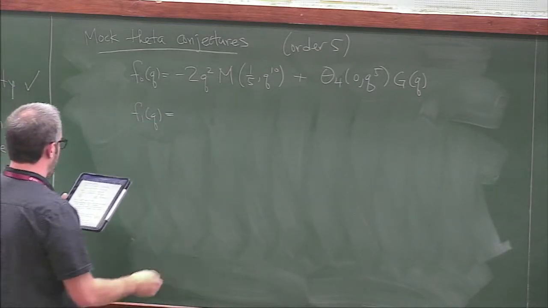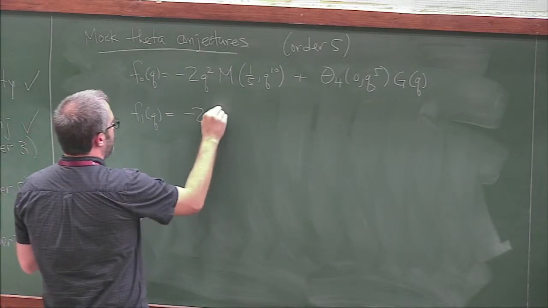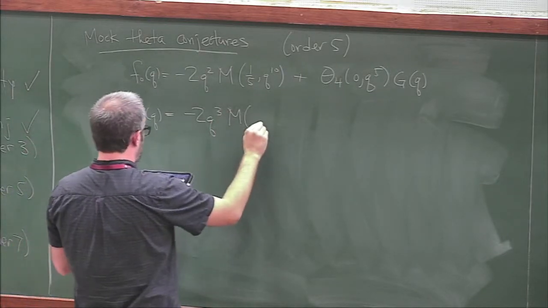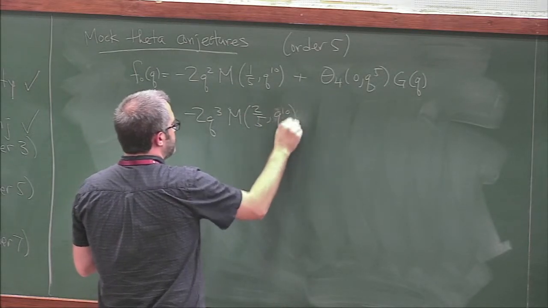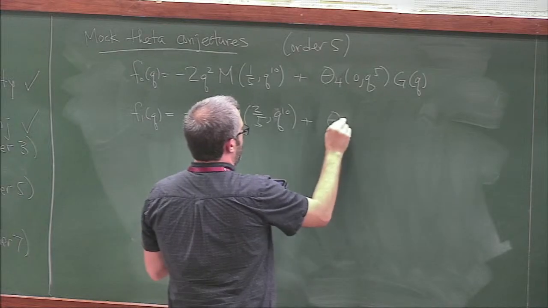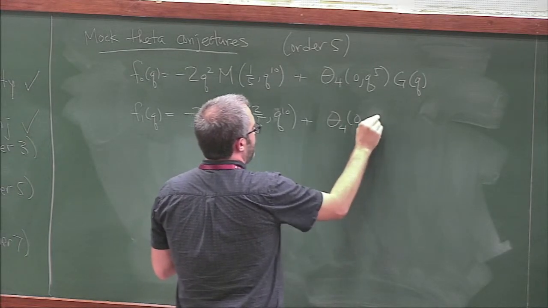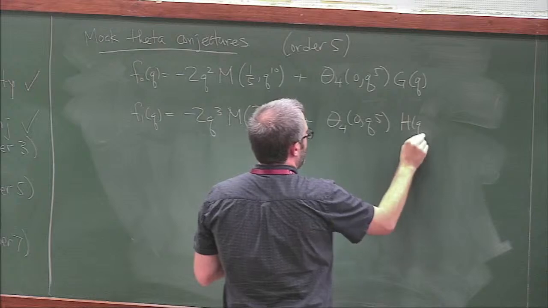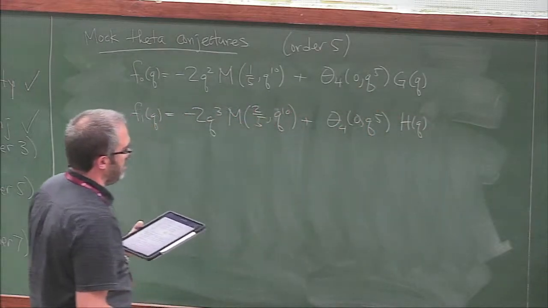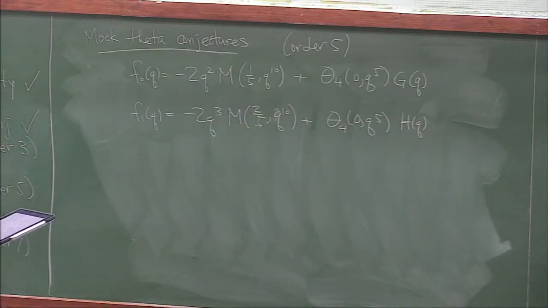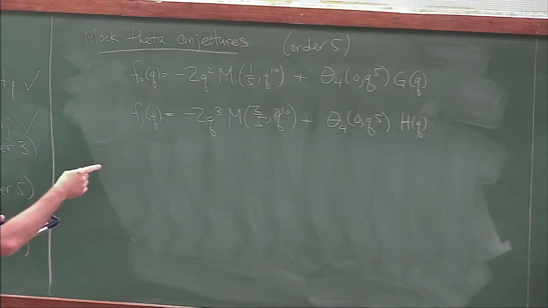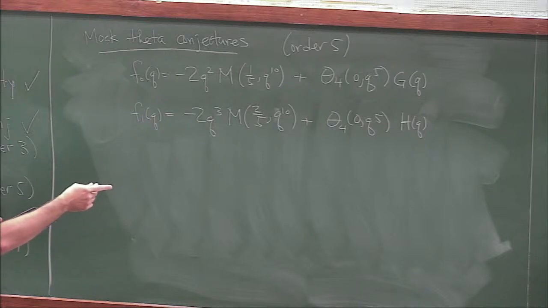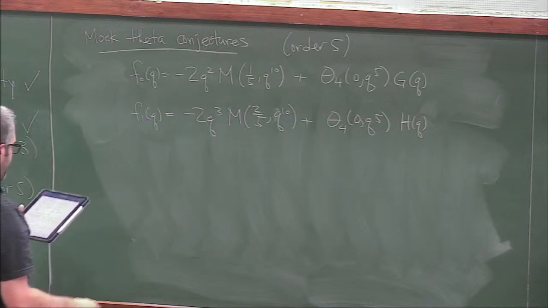There's f1 of q is minus 2q cubed m of 2/5, q to the 10th, plus theta 4 0, q to the 5th, h of q. H of q is the other Rogers-Ramanujan function, so it looks very similar to g. I believe g is built out of powers of q that are 1 or 4 mod 5. H is 2 and 3 mod 5.